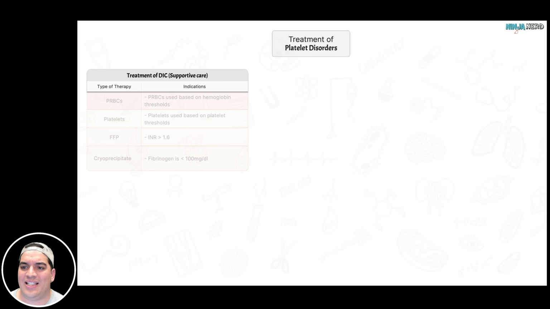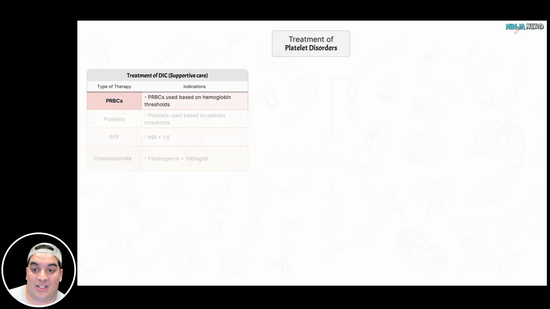All right, what about DIC? DIC, it's really just supportive care. If they're having anemia, you give them packed red blood cells based upon their hemoglobin. If it's less than 7, asymptomatic, give them a unit. If it's less than 8 and they have coronary artery disease or pericardiac surgery, whatever it may be, then you can give them a unit.